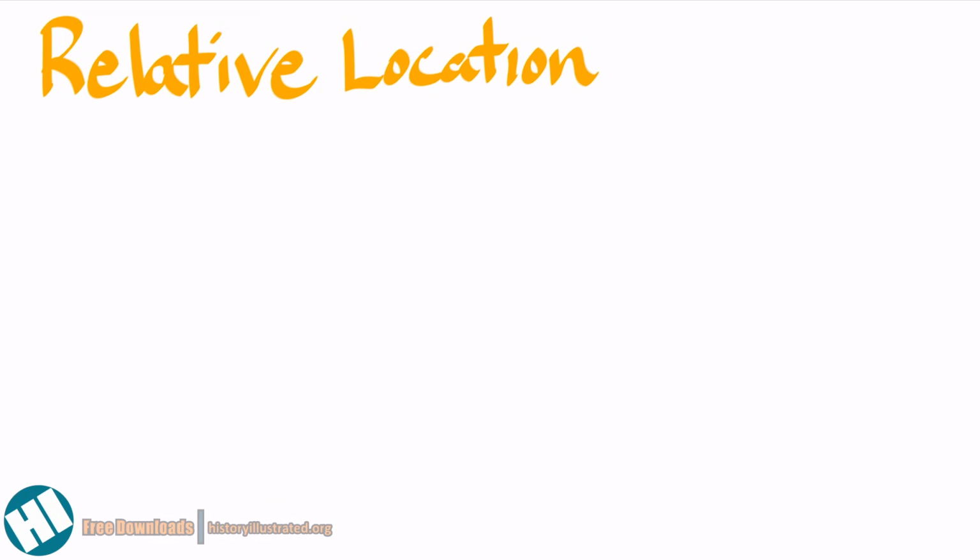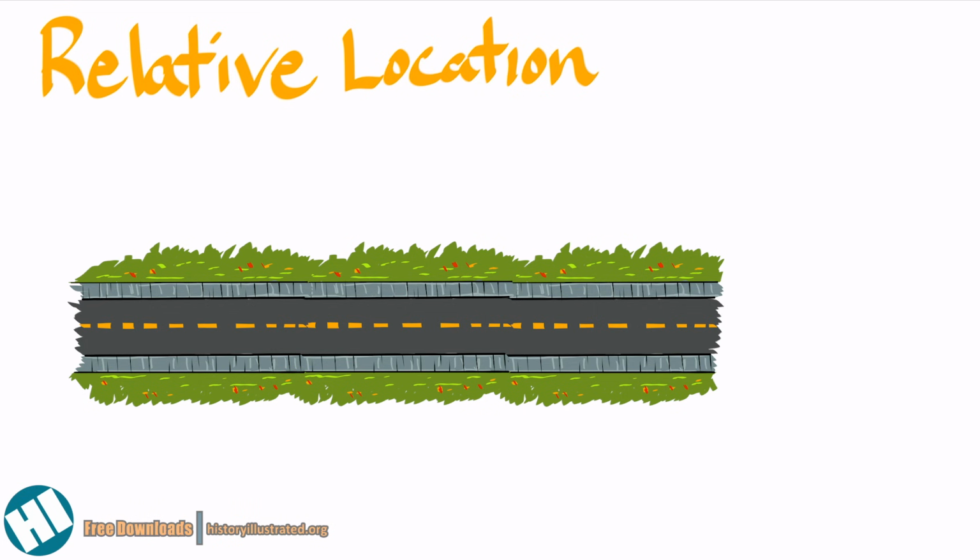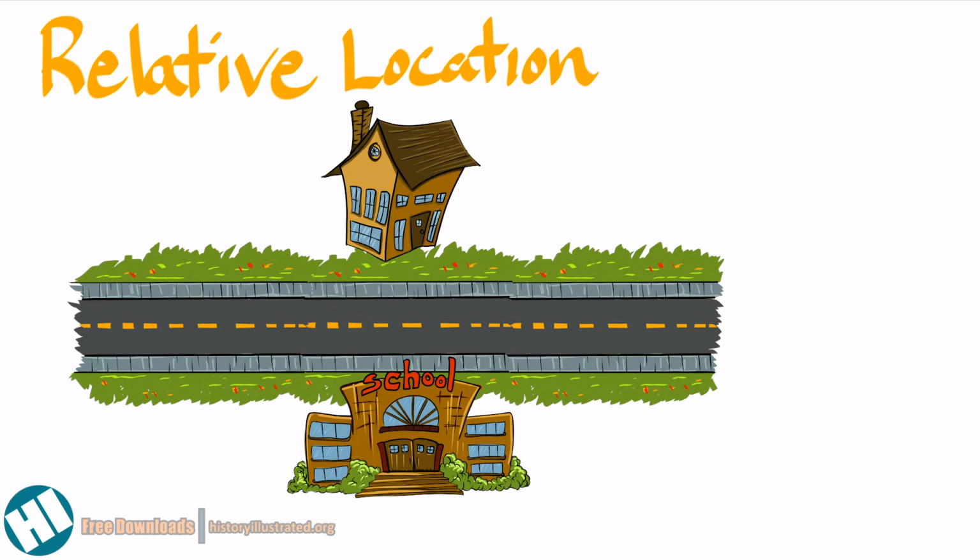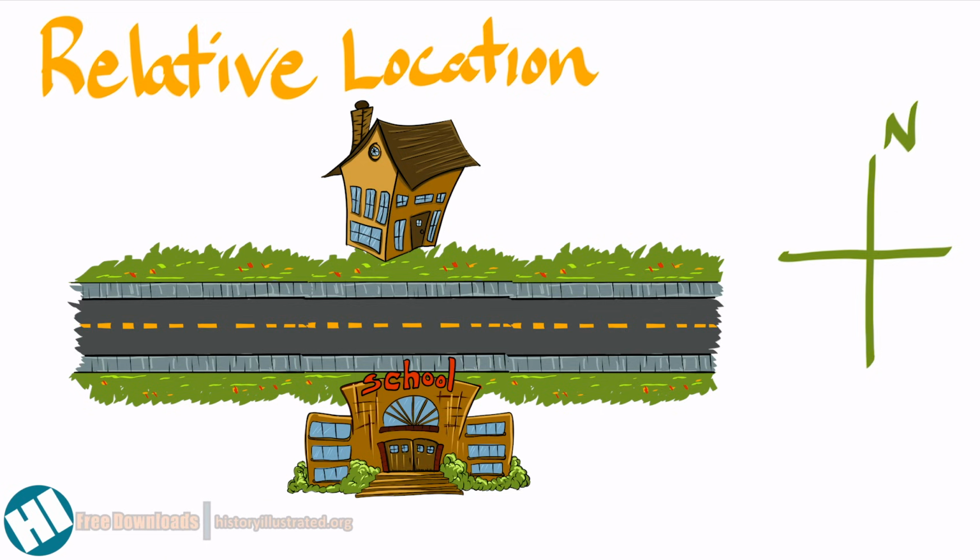another location. For example, I am across the street from the school. Or, my house is north of the school. So the school is south of my house. But you don't have to use directions necessarily. You could use distance too.